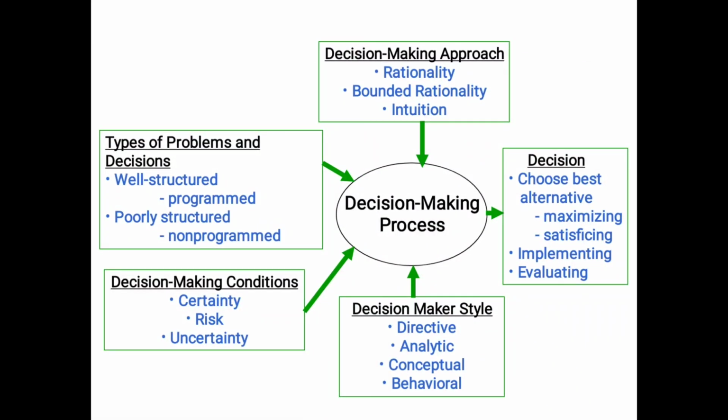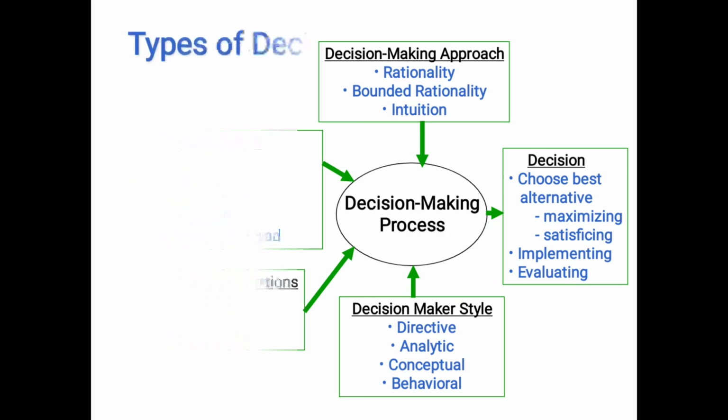The approaches of the decision making process: the first is the decision making approach, which covers rationality, bounded rationality, and intuition. The decision is to choose the best alternative, which involves maximizing, satisfying, and the implementing and evaluating process. The decision maker styles are directive, analytic, conceptual, and behavioral. The decision making conditions are certainty, risk, and uncertainty. The types of problems and decisions are well structured, which is programmed decision making, and poorly structured, which is the non-programmed decision making process.